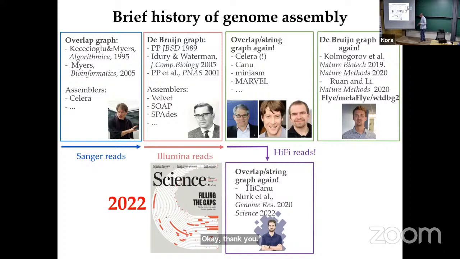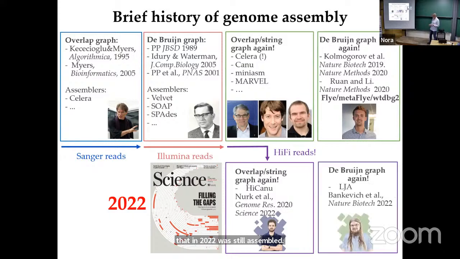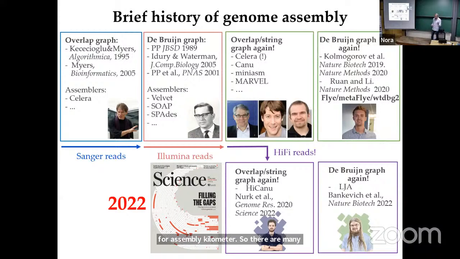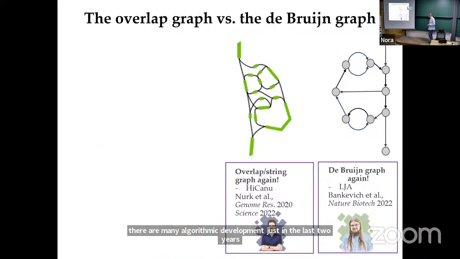However, in 2022, the first human genome was still assembled using the overlap graph approach. And only recently, 2 years ago, another former student of mine, Anton Bankevich, demonstrated that the de Bruijn graph is actually working very well for assembling long reads. So there were many algorithmic developments just in the last 2 years, and I'm going to talk about this.